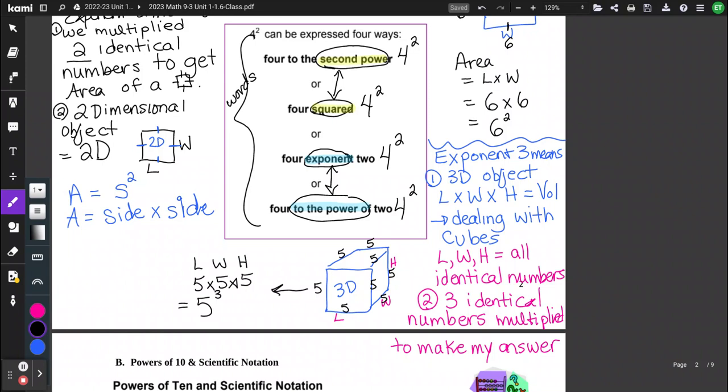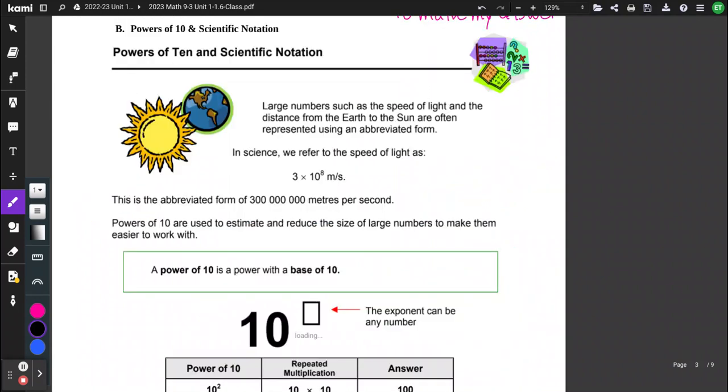So now we've talked about powers in general. Now we're going to talk about specifically powers of 10. So that means my base number is a 10. So my bottom number and all my sides of my cubes and everybody is a 10. That's what we're going to talk about. So I'll give you a moment to finish writing that down and then we'll continue.